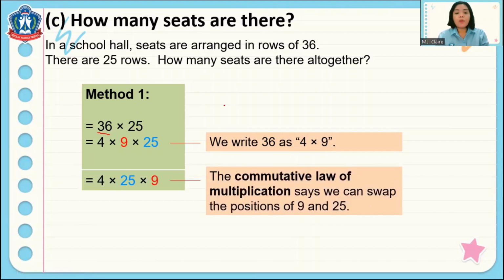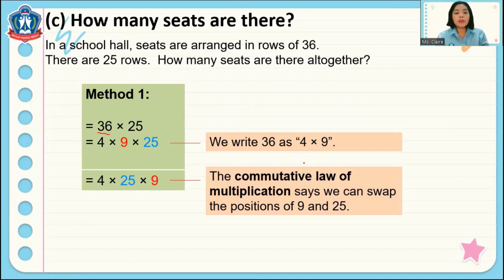Then, we have what we call the commutative law of multiplication. If we have the commutative law of addition, we have also the commutative law of multiplication. Again, what is commutative law? We can swap or switch the position of numbers. When we swap them, the answer is still the same.